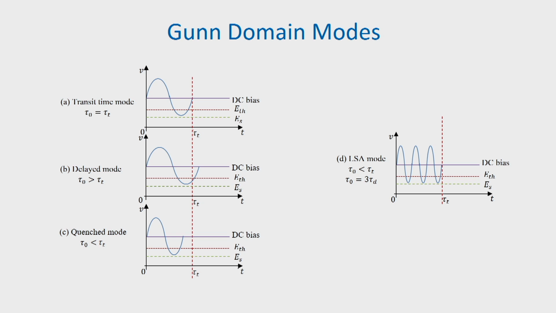So, by choosing a proper resonant circuit for a delayed or a quenched mode, a transfer electron oscillator can be made to operate above or below the intrinsic transit time frequency.